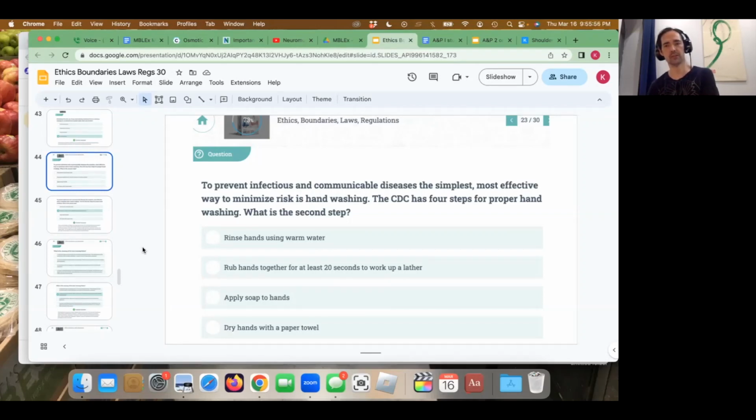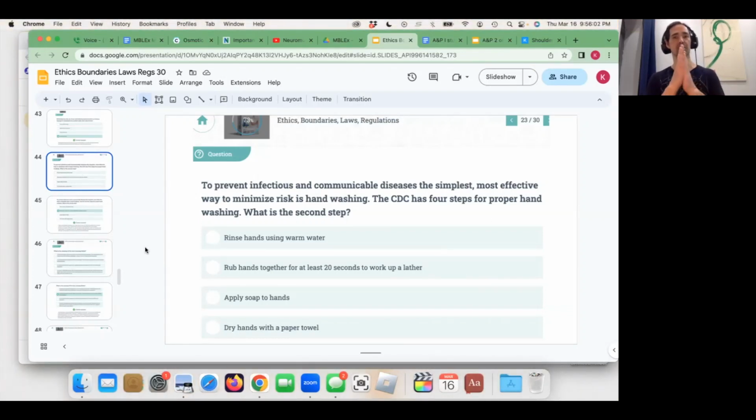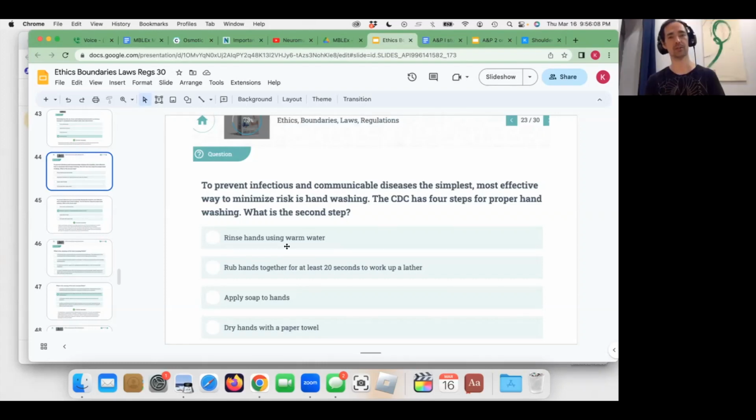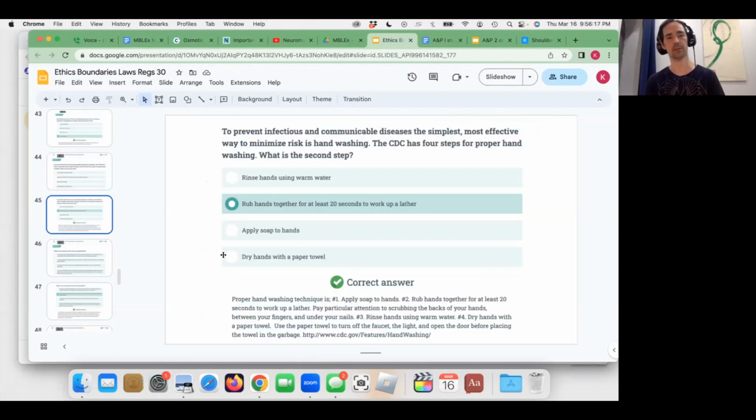The CDC has 4 steps for proper hand washing. What is the second step? So the first step is get your hands wet. Apply soap to hands. Apply soap, yes. And always read all the options. Rinse hands using warm water, rub hands together for 20 seconds, apply soap, dry hands with a paper towel, apply soap. Let's look at the order. Oh no, it's rub hands together for 20 seconds.